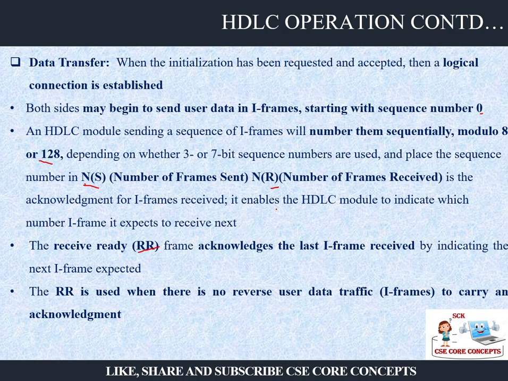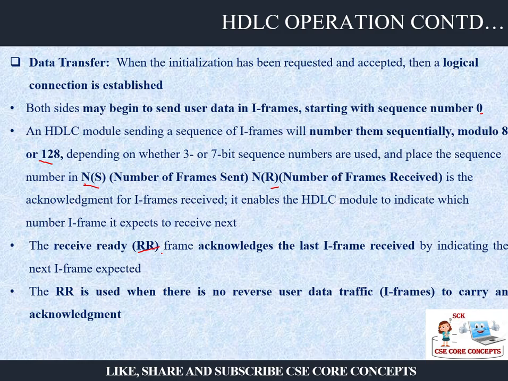Now exchange of I frames means every frame will have a sequence number. The sequence number will be like 0 to 7, 0 to 127, whatever, depending on how many bits you are using. And NS and NR are the two fields in the sequence number, where NS means how many frames have been sent, because every number has to be kept track of, and the NR field will keep the value of how many frames' acknowledgement has been received.